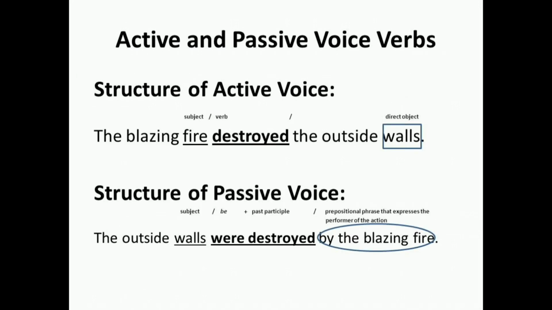The grammatical form of a passive voice verb is be plus the past participle. In the passive voice, the performer of the action is often left out of the sentence. When it is in the sentence, it is usually in a prepositional phrase that begins with by.